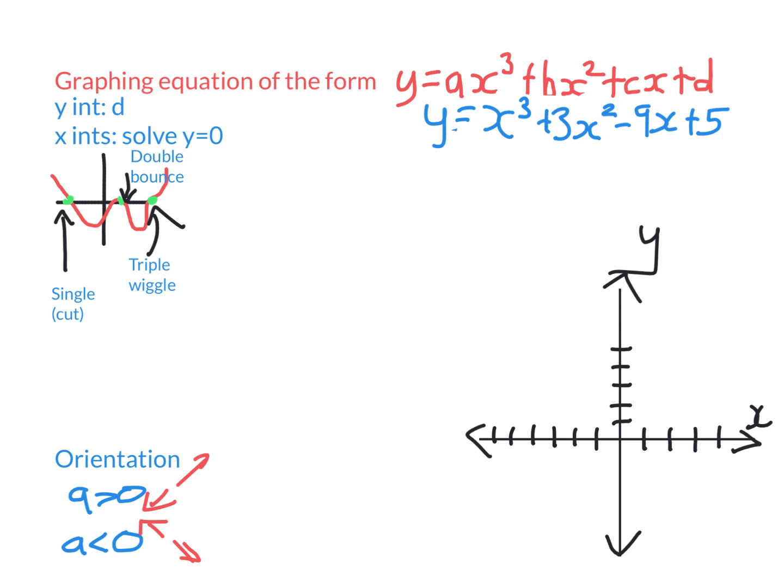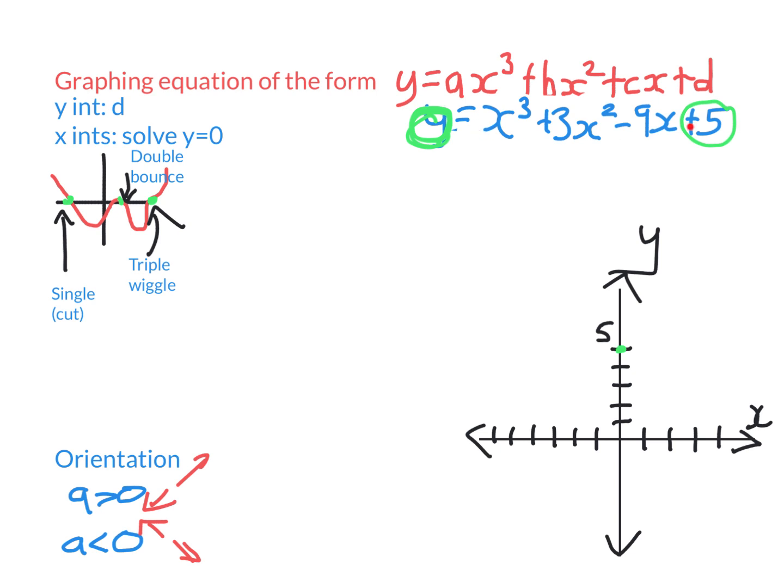The y-intercept is just d, it's just the constant term. So this has a y-intercept of 5, I'll just mark it there. That part's easy. Now finding the x-intercepts is a lot more work. To find the x-intercepts, you need to let y equal 0, and then you need to find the first root, so you can find a factor, and then once you've found a factor, use synthetic or polynomial long division.